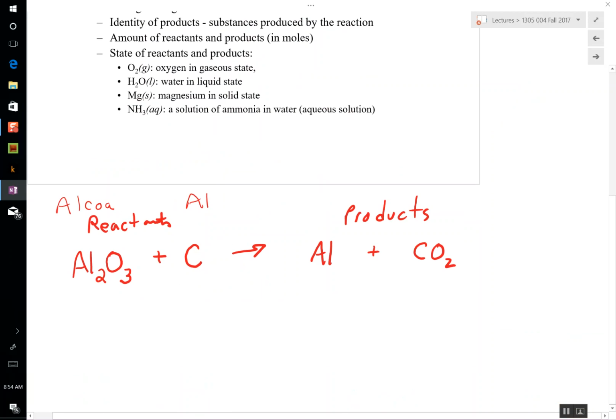What's entering into this reaction is elemental carbon. So they take carbon or coke. This is coal that they've kind of heated up and gotten everything off of it except the carbon. And they grind it up and put it in here. So that's elemental carbon. This is elemental aluminum. This is carbon dioxide, CO2.